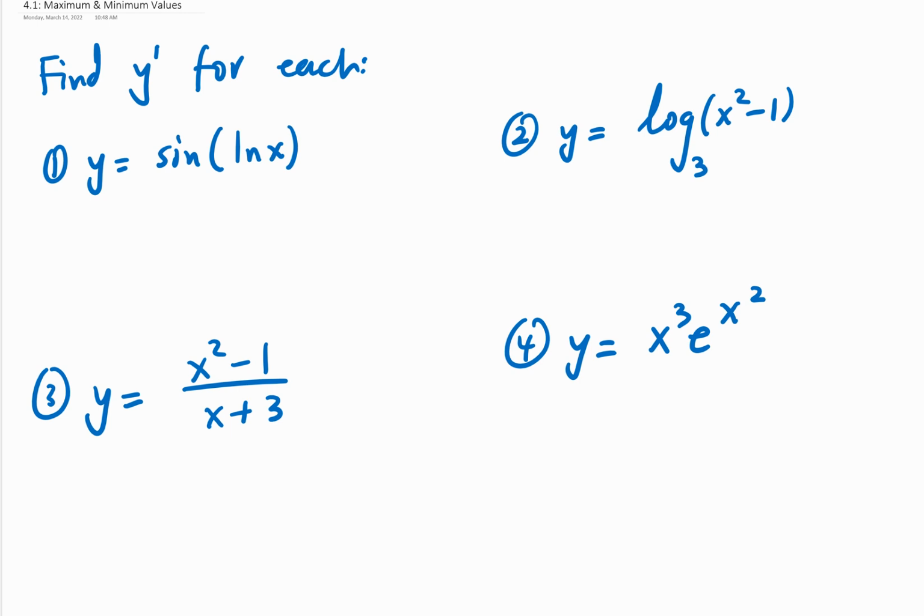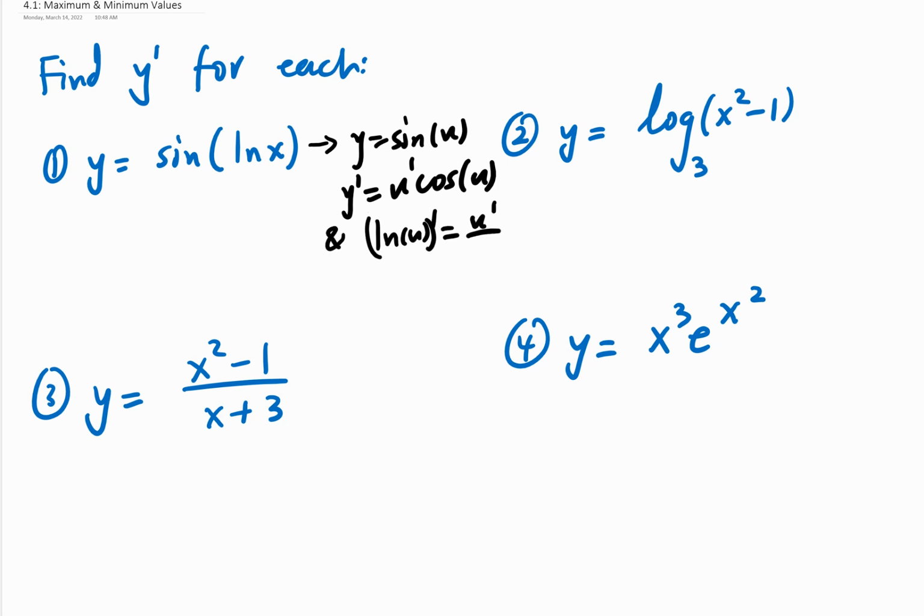So Math 3A section 4.1, maximum minimum values. Before we do this, we're gonna go over some quick review of derivatives. Here we have sine, it looks like sine u. So the formula to find the derivative of sine u is u prime cosine u. So basically the derivative of ln of this. And the derivative of natural log of u, it's u prime over u.